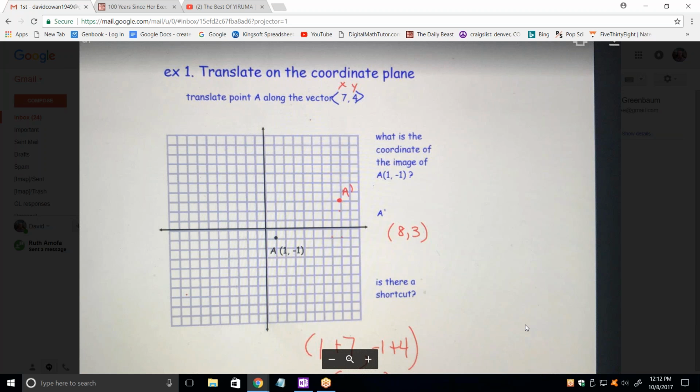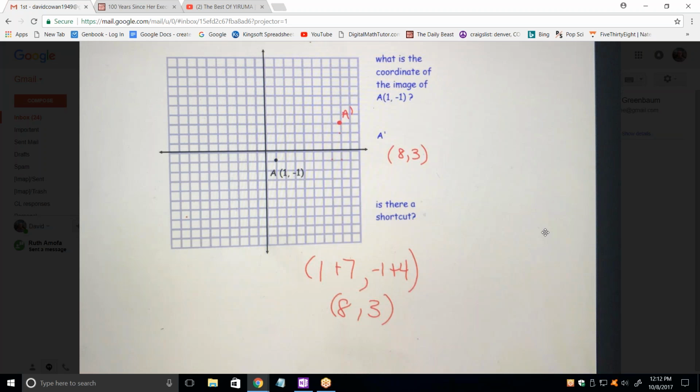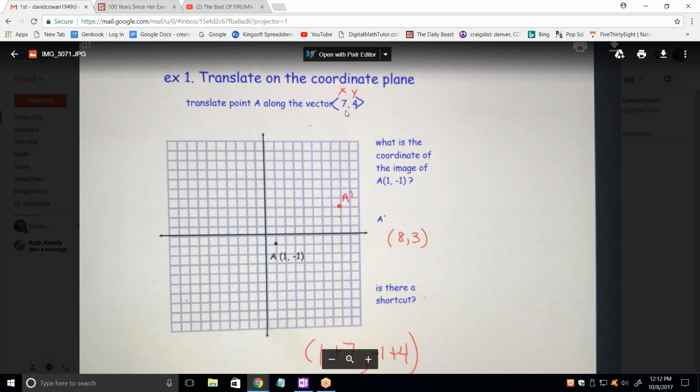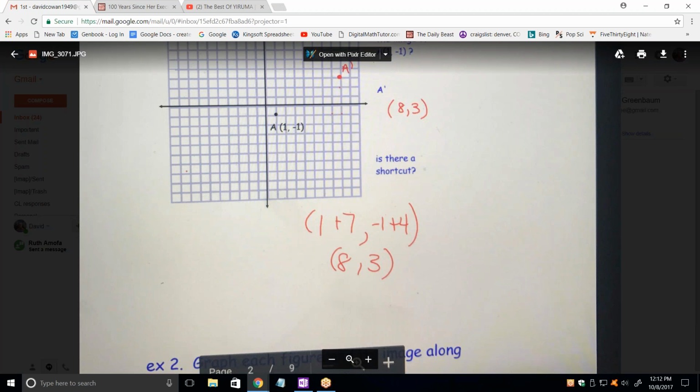Is there a shortcut? Yes, there is. It's what is written in red down below. In other words, merely adding the vector, which is 7, 4 at the top, to your starting point gives you your answer a little bit quicker.